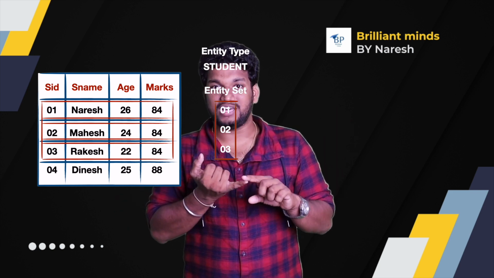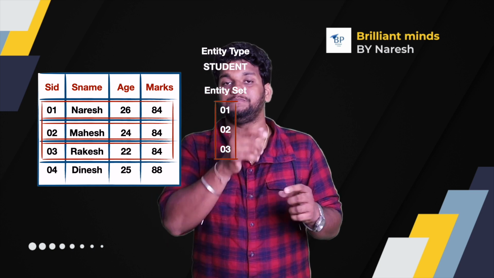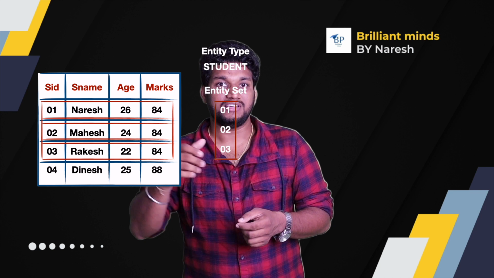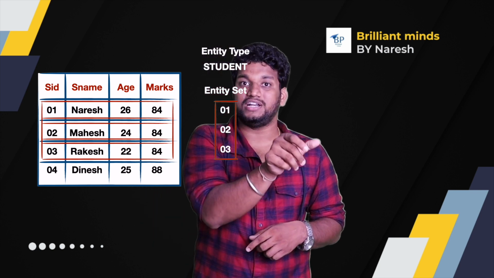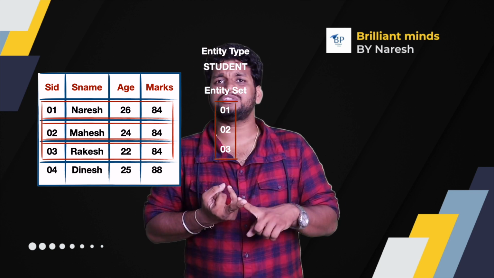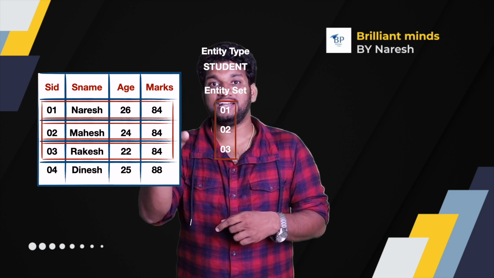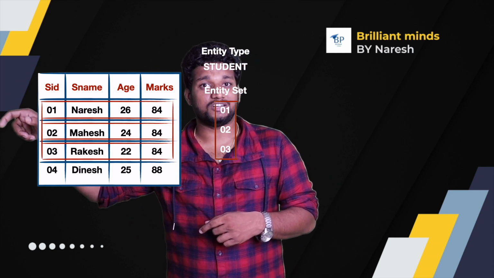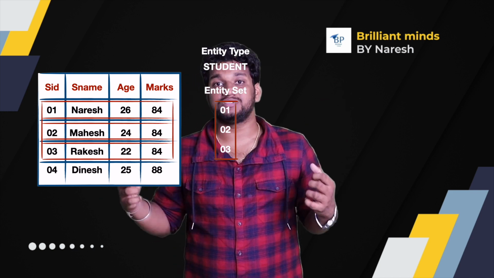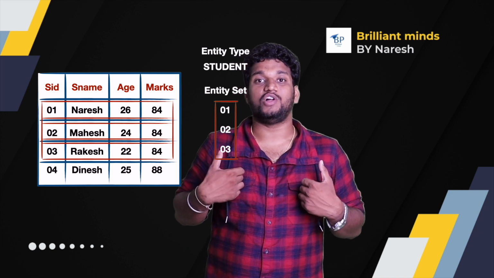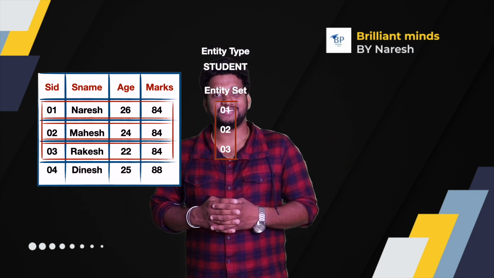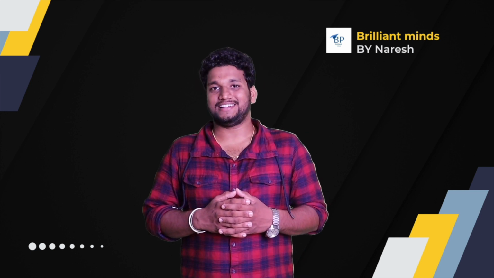It means Naresh is also having student ID, student name, student age, marks. Rakesh is also having student ID, student name, student age, marks. Mahesh is also having student ID, student name, student age, marks or not? If they share all the attributes, such type of entities we call as entity set. About attributes we will learn in the next class.